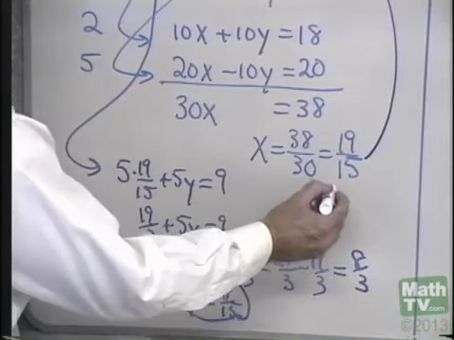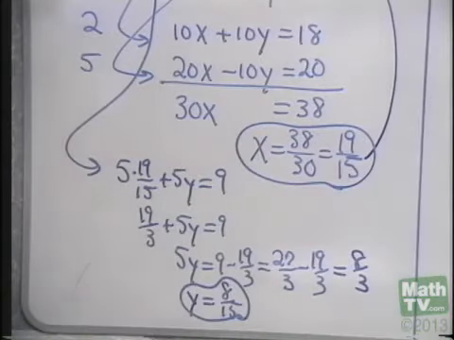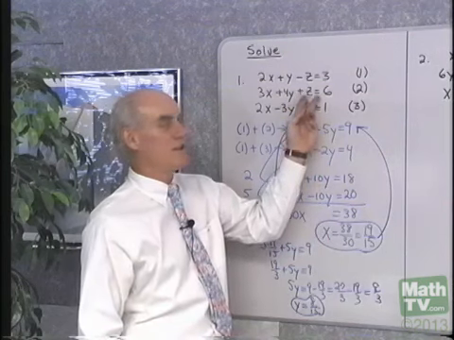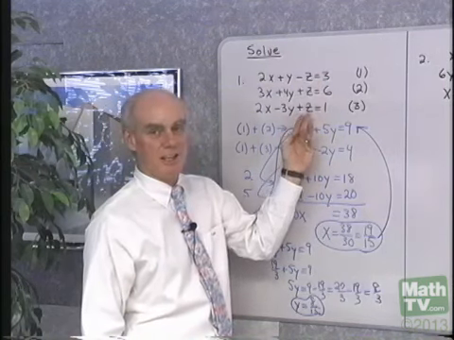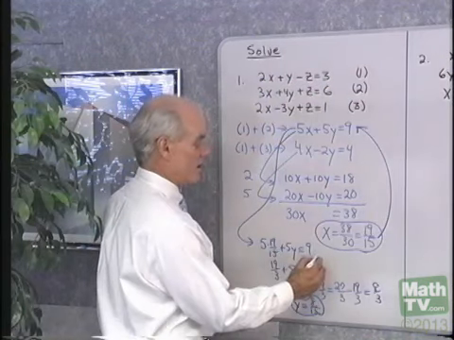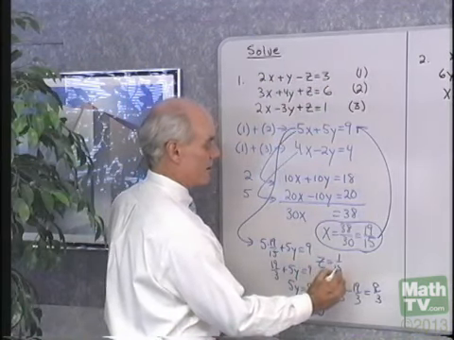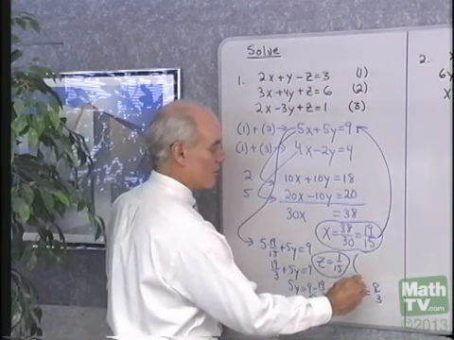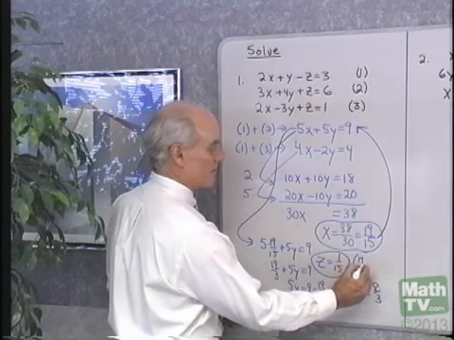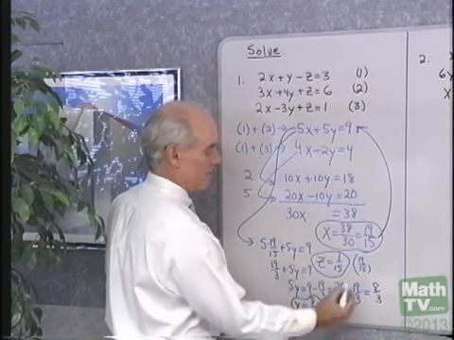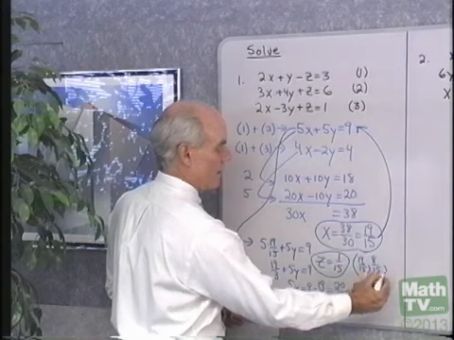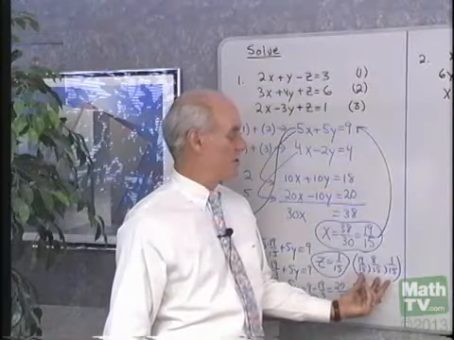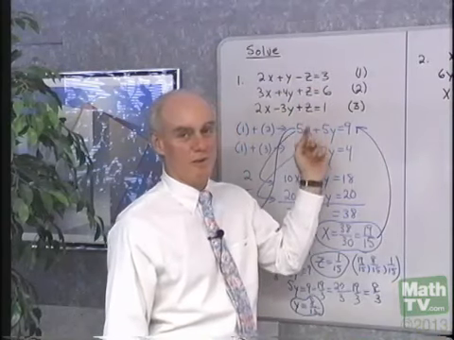Y is equal to 8/15. X is equal to 19/15. Now, if I substitute 19/15 and 8/15 back into any one of these equations here, I can solve for z. It turns out when I do that, and I won't show the work, z is equal to 1/15. So you'll find z equal 1/15 when you back substitute here. So I get an ordered triple for my solution to this system: 19/15 for x, 8/15 for y, and 1/15 for z. That's an ordered triple of numbers. This is the only ordered triple that satisfies all 3 of these equations.